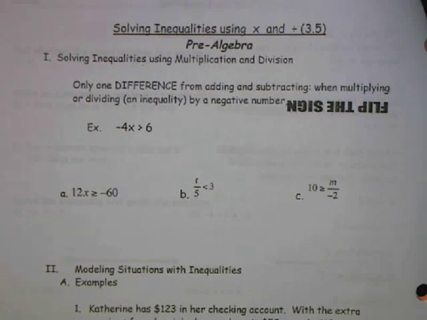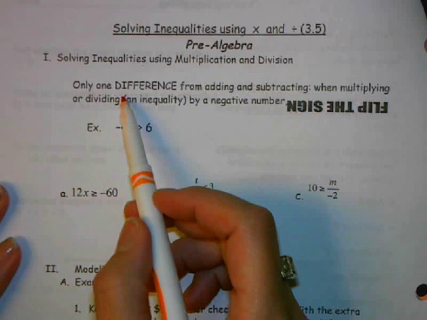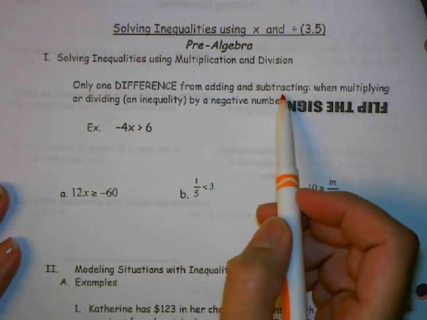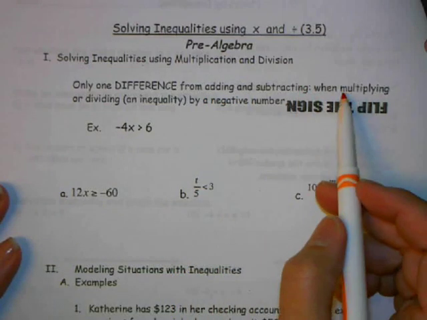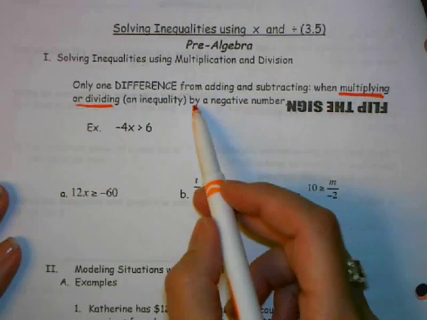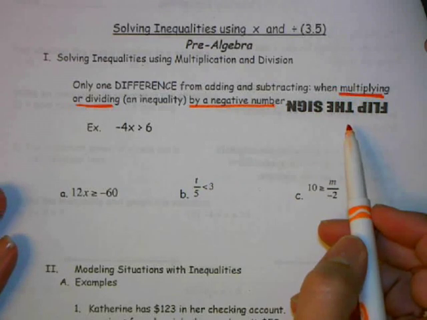These notes go with section 3.5 in your textbook, and they tell you what to do when you're solving inequalities that involve multiplying and dividing. The only difference, the thing we need to watch out for when we're multiplying and dividing as part of solving an inequality, is this. When we multiply or divide by a negative number, we need to flip the inequality sign around.